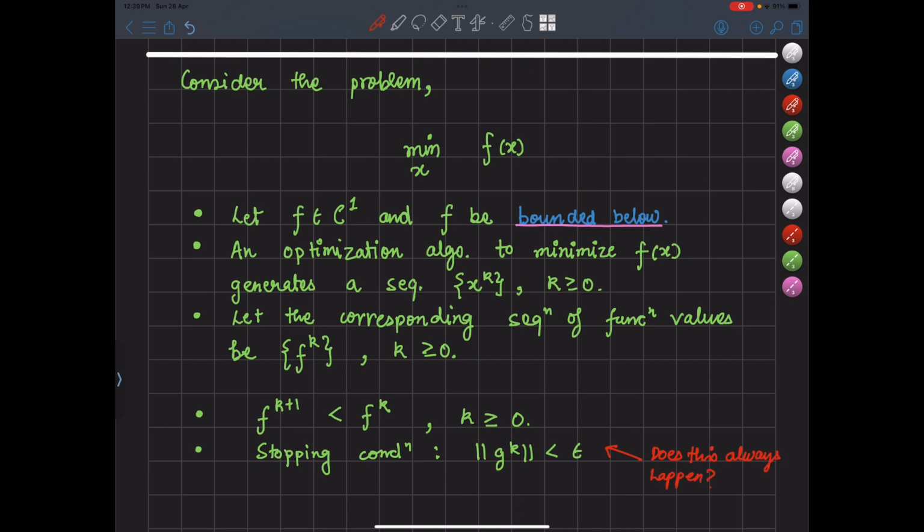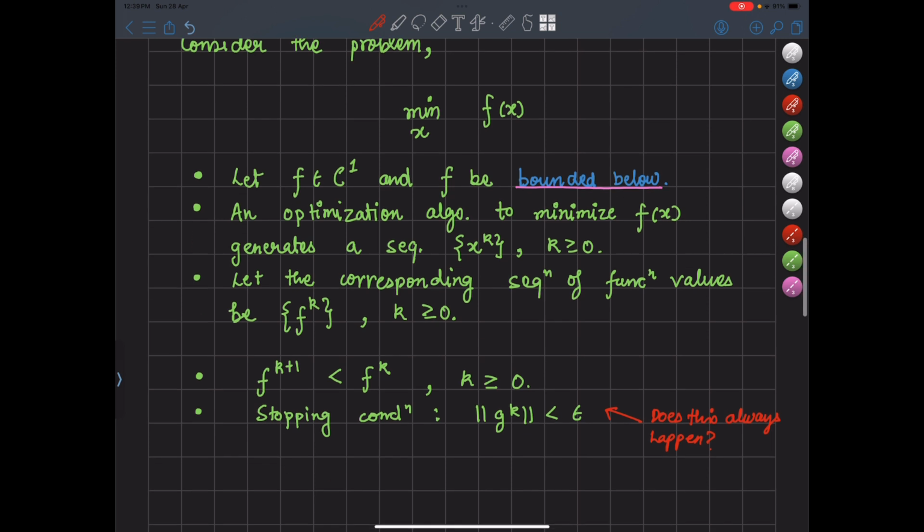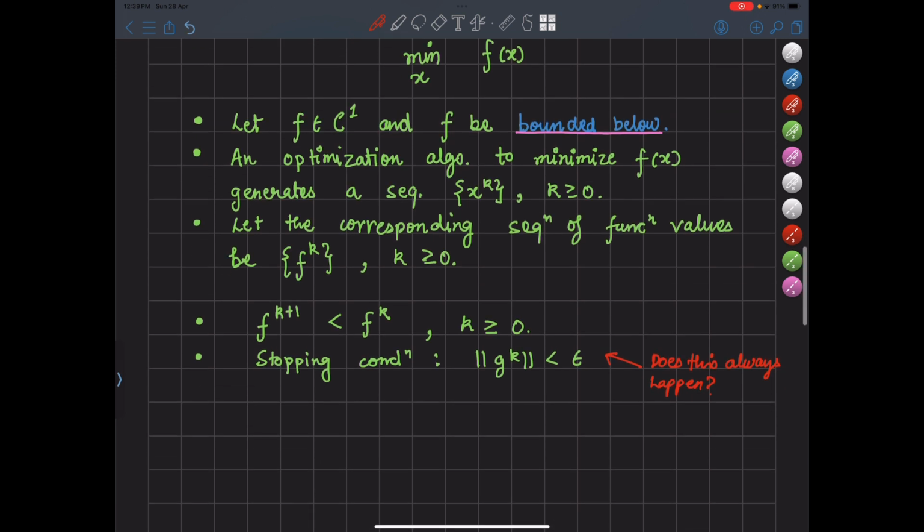Does this always happen? And if not, then what things should we keep in mind in the way we choose our descent directions, alpha, step length, etc., so that this converges always? So the question that we want to ask is whether the norm of gk tends to 0 or not as k increases.